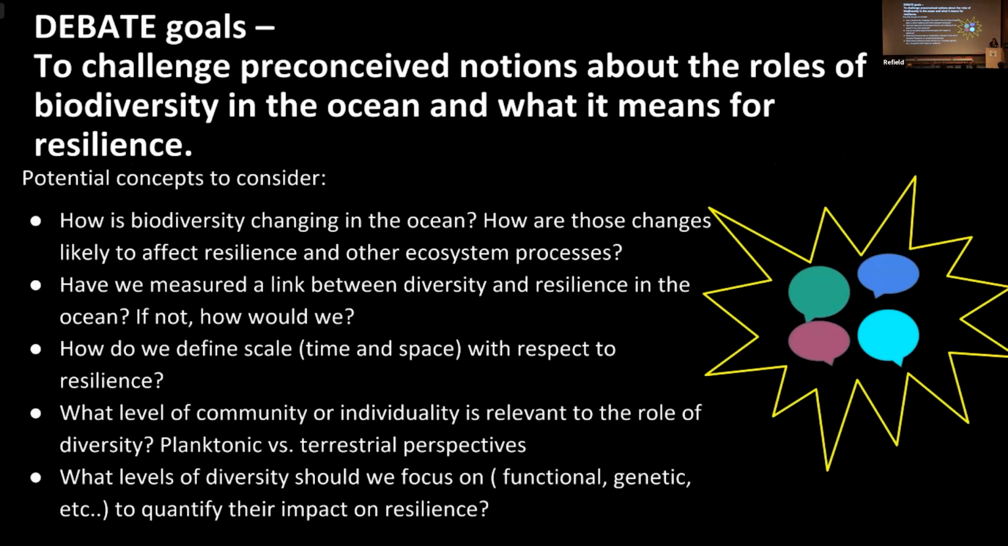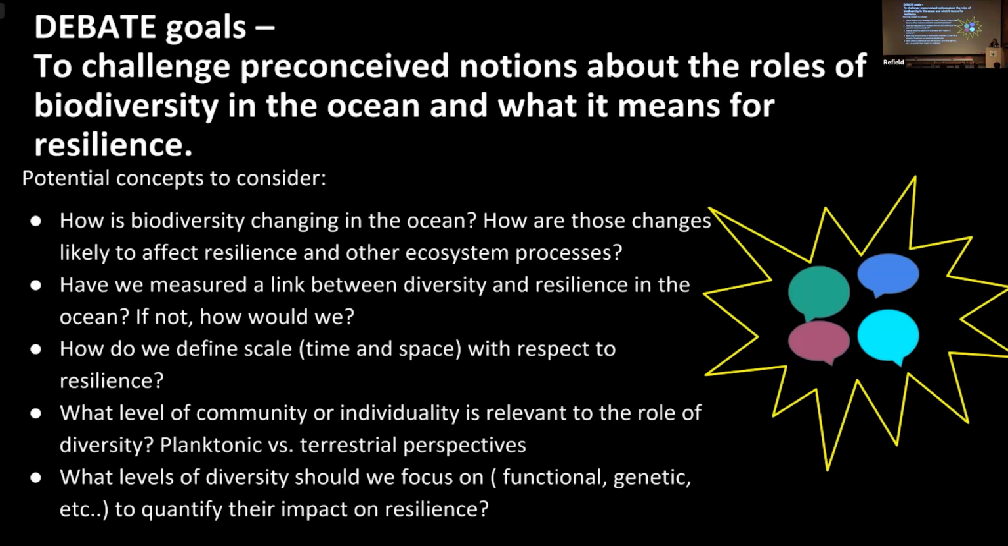All right, so we're going to be having a debate the first time at OCB, and the goal of the debate overall is to challenge our preconceived notions about the roles of biodiversity in the ocean and what it means for resilience. So there are a number of different concepts that we thought of that we might want to talk about in the debate, but you shouldn't be limited to thinking about these different topics. How is biodiversity changing in the ocean? How are those changes likely to affect resilience and other ecosystem processes? Have we measured a link? Have we quantified the link between diversity and resilience? If not, how could we?